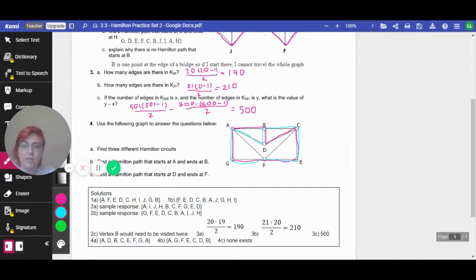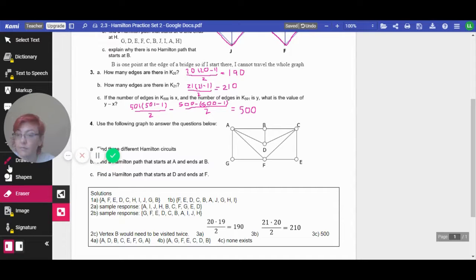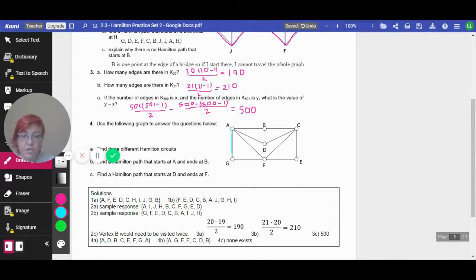So here then, it wants me to find a Hamilton path that starts at A and ends at B. I can absolutely do that. Get my drawing tool. I can go A, G, F, E, C, D, B. There we go.